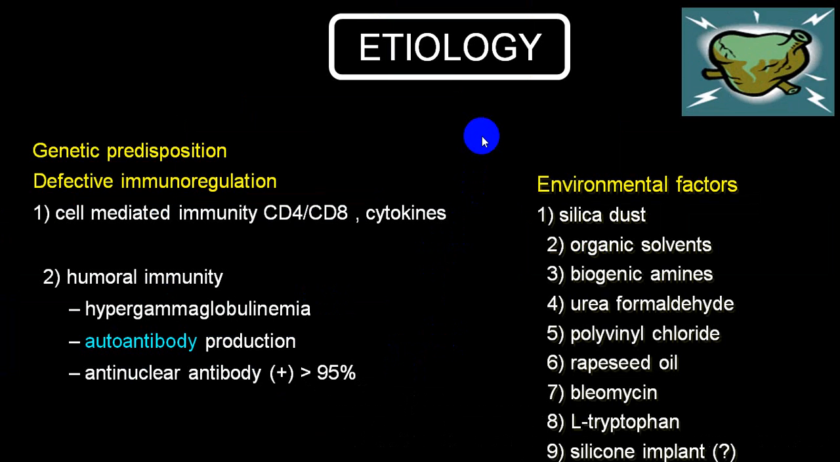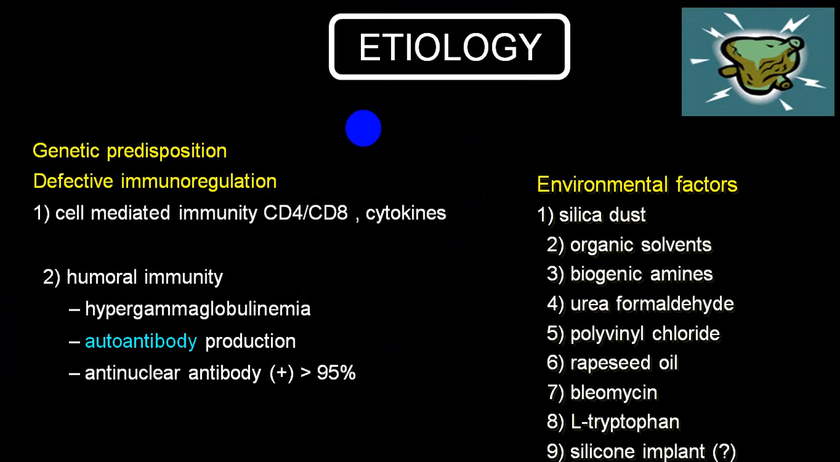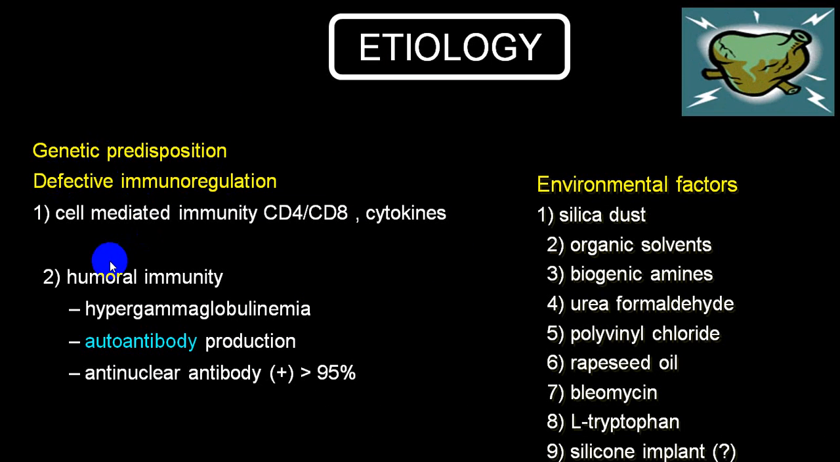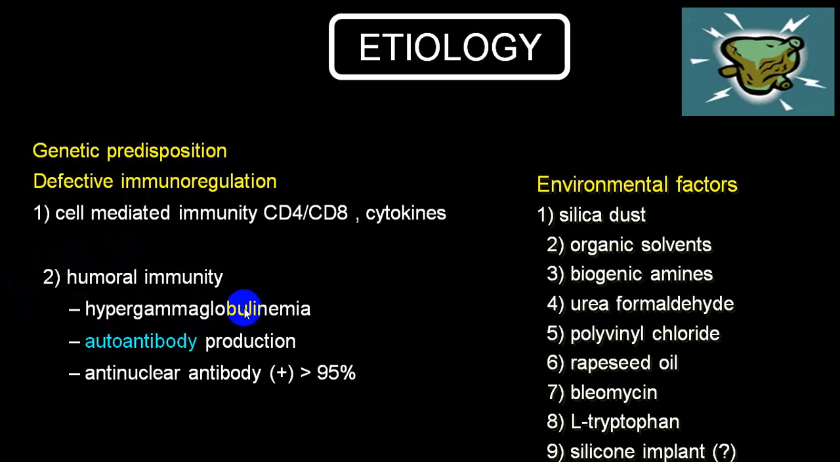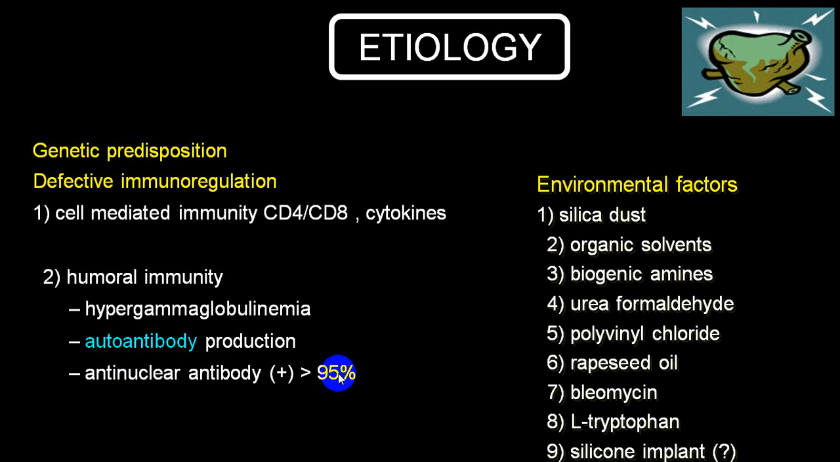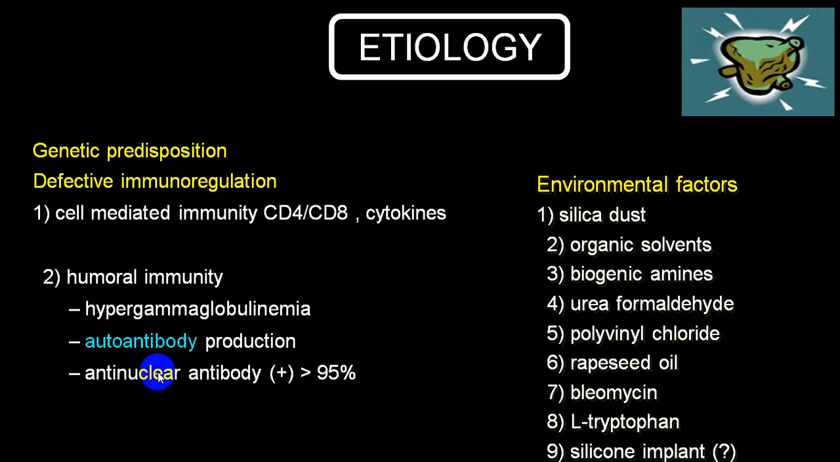As far as the etiology is concerned, there is one predisposing factor we call genetic, where there is a defective immunoregulation, and because of that we come across an abnormality where humoral immunity is disturbed. There is hypergammaglobulinemia, autoantibody production, and antinuclear antibody will be present in almost 95% of the people. It will be positive in 95% of people. And this is also present in case of rheumatoid arthritis, scleroderma, and polymyositis.